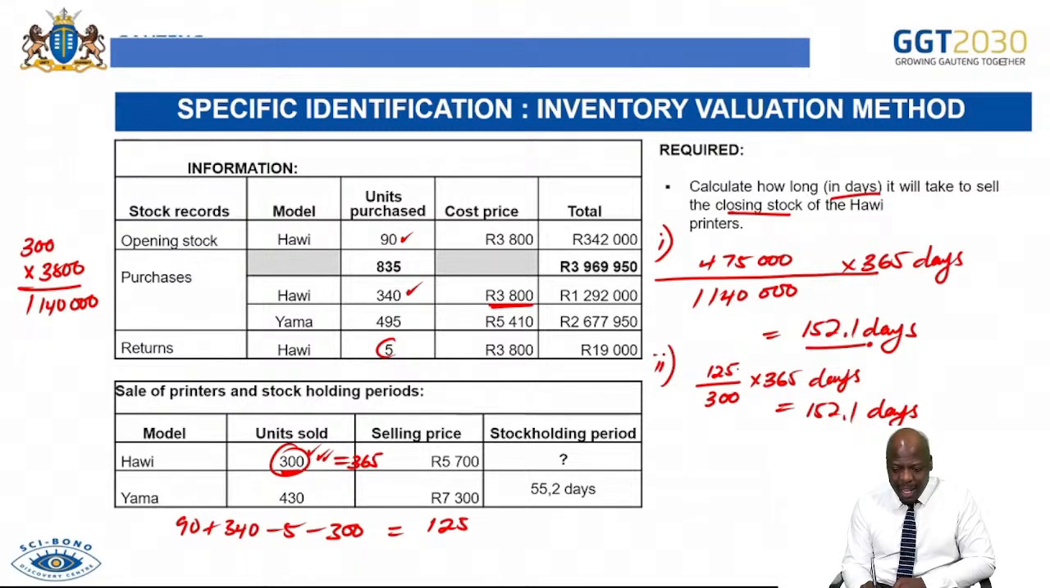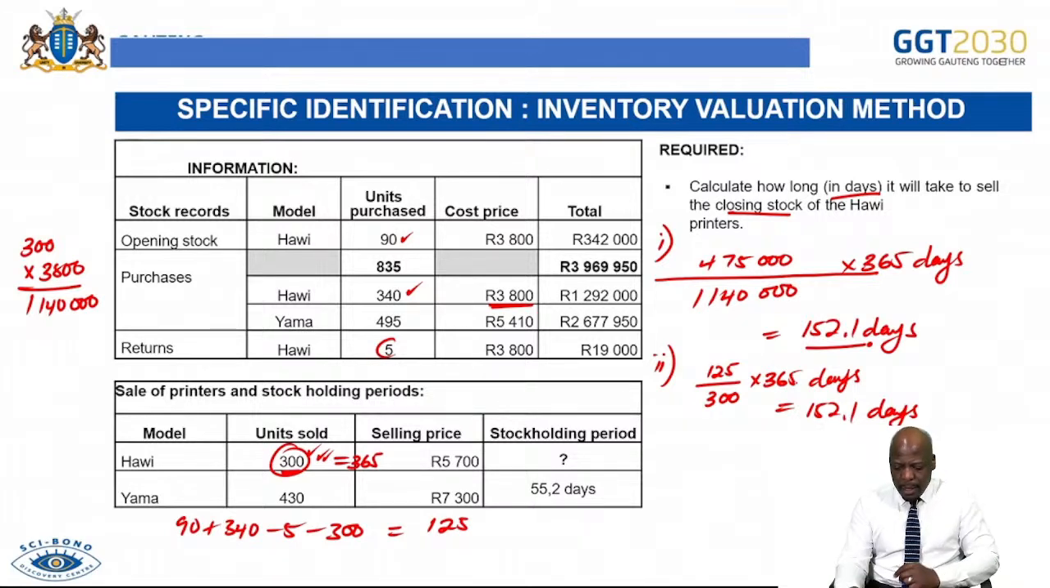Different ways of saying this. You can still say closing stock over cost of sales in units, multiply by 365. Exactly the same way. Different ways of explaining it, different ways it can be tested, but it will be the very same thing. So it's 125 over 300 multiplied by 365. That gives you 152.1 days, how long it will take to sell the closing stock.